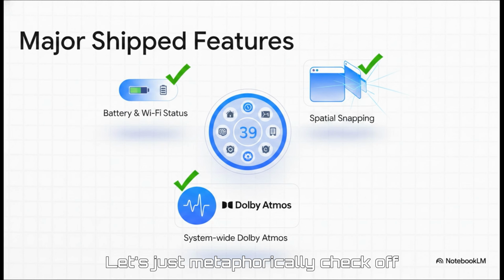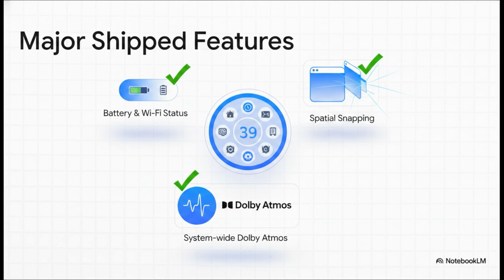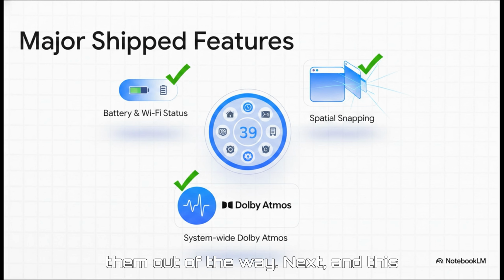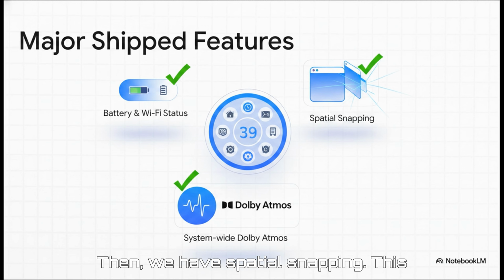Let's just metaphorically check off some of the biggest wins standalone users have gotten recently. First up, the permanent Navigator UI. This gives us a beautifully decluttered dashboard, meaning your apps are finally front and center without any of those forced social feeds pushing them out of the way. Next, and this sounds so incredibly simple that it's actually kind of funny how long it took, you can finally see your battery and Wi-Fi status right next to the clock. Hallelujah.